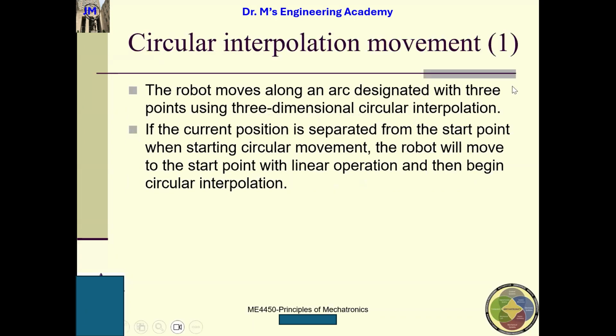Circular interpolation movement: the robot moves along an arc, right? An arc designated with 3 points, and we know we can use 3 independent points to define an arc. So using 3-dimensional circular interpolation, and you know the interpolation, right? What's the interpolation, Harry? We have one point and another point. Yeah, in the middle point. Yes. And this is an arc.